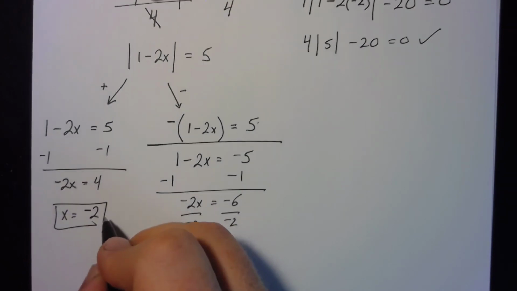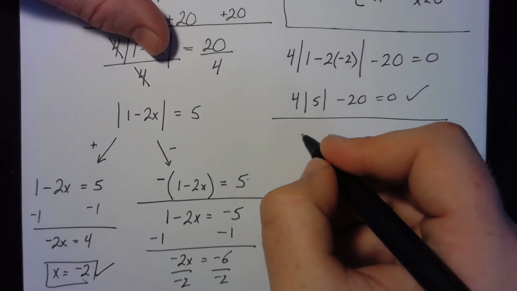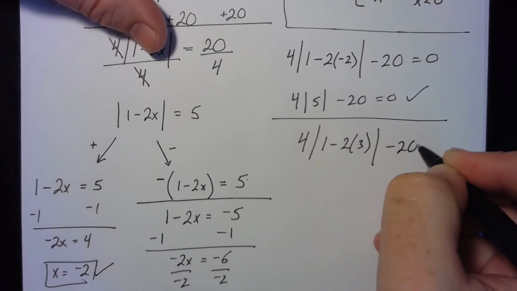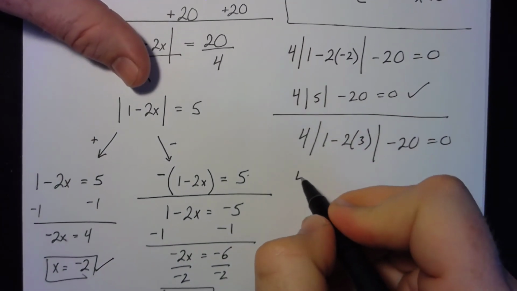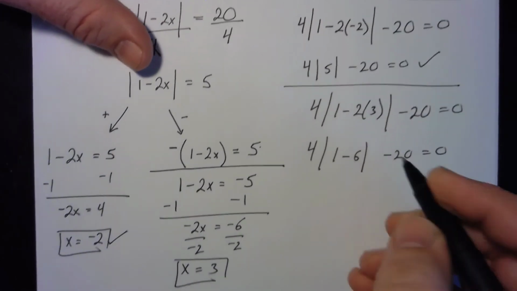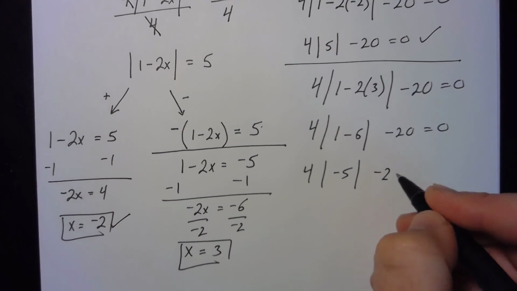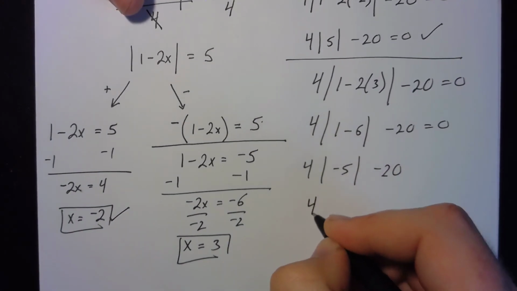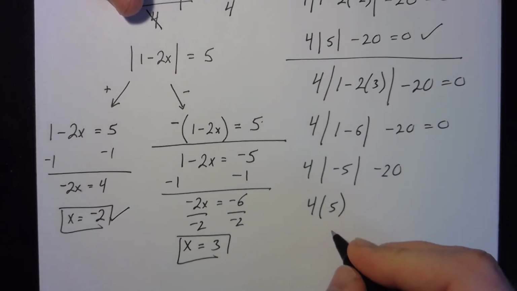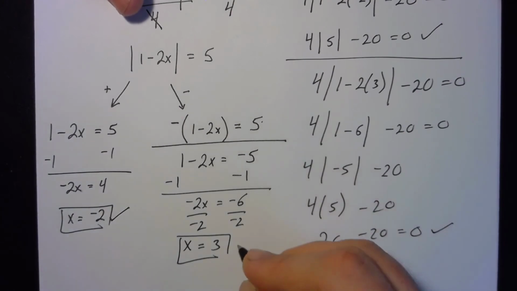So negative 2, down here I'm going to put a check mark next to it to emphasize the fact that I did check it. Secondly, I'm going to go ahead and do 4, absolute value of 1 minus 2 times a positive 3, minus 20 equals 0. And very carefully I'm going to simplify these steps down. 1 minus 6 inside the absolute value. 1 minus 6 is a negative 5 in the absolute value. And then absolute value of negative 5 is actually positive 5. So 5 times 4 is positive 20, minus 20 is once again 0. And that does check out.